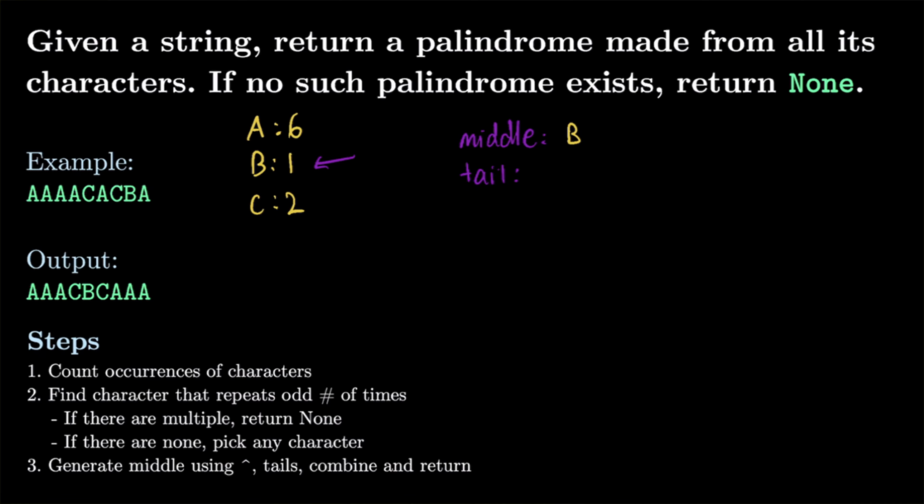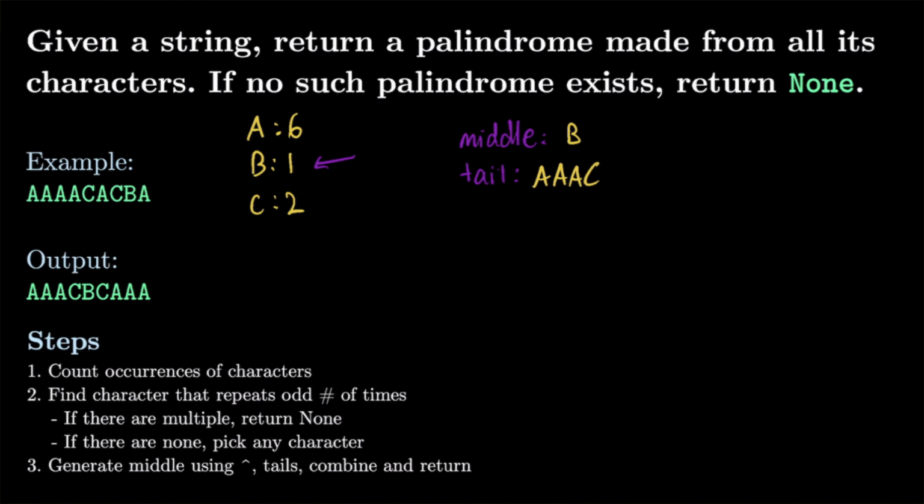To generate the tail, we're going to go through every character that wasn't part of our middle, in this case just A and C. We're just going to add that character that many number of times divided by 2. For example, I'm going to add A 3 times, and I'm going to add C 1 time, because 3 is half of 6, and 1 is half of 2. So I'll just say A, and then C. So that's going to be my tail.